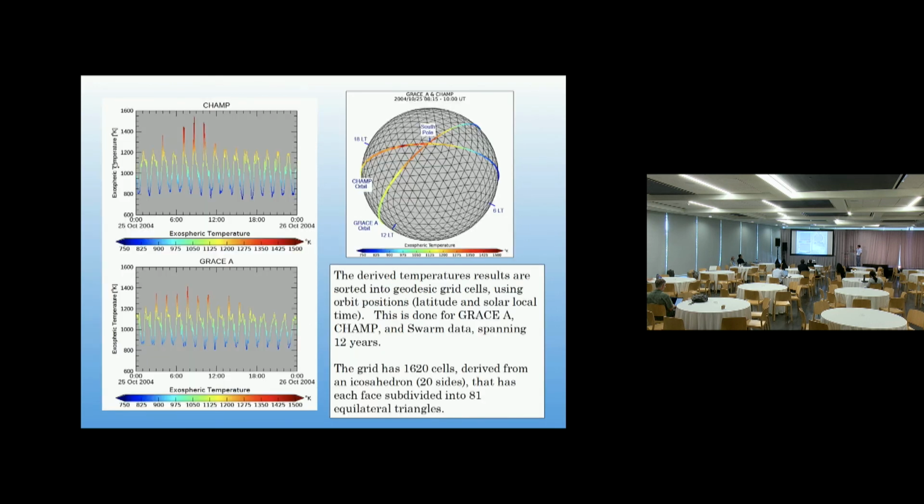And so this is the polyhedral grid that we're talking about. It has about 1,620 cells. And so once, it should be on the next slide.